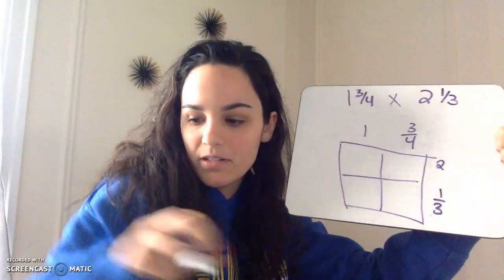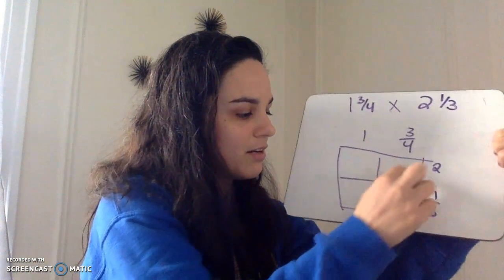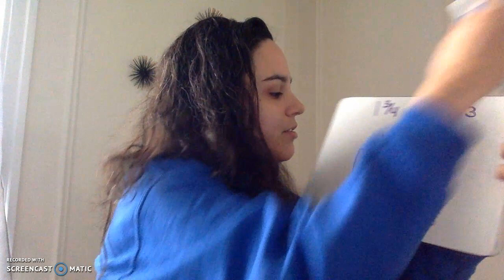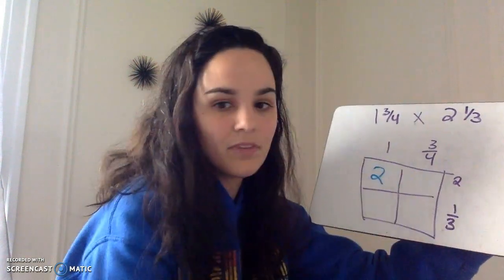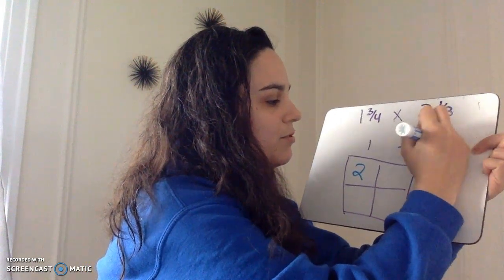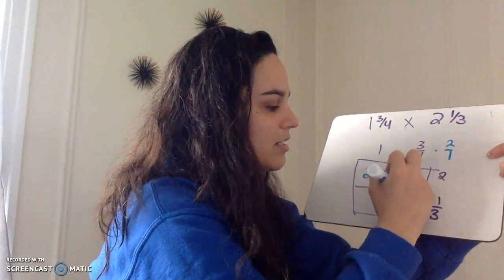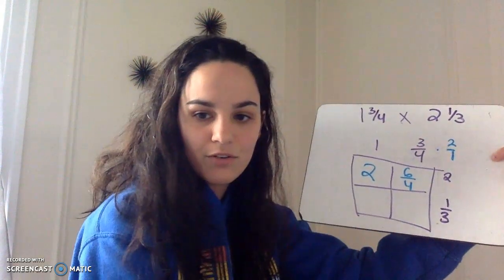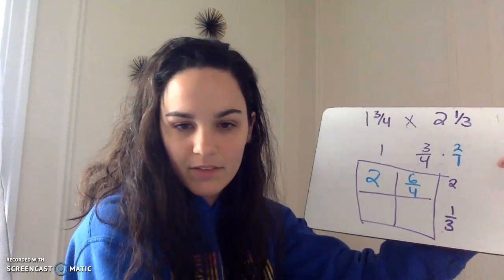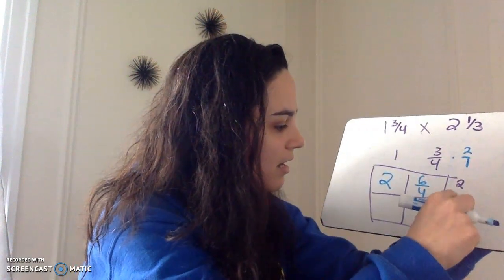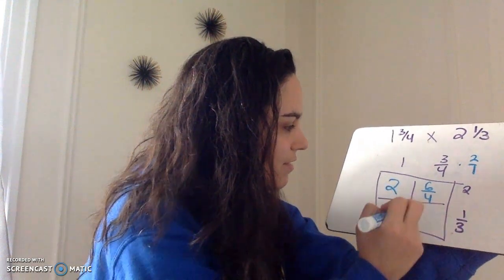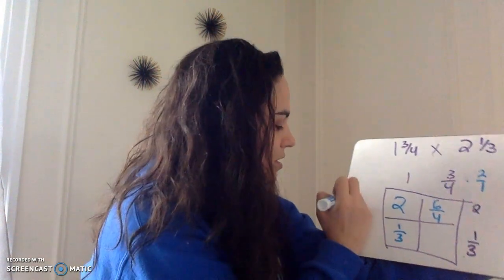All right, so now I can multiply this out to get a bunch of smaller areas that I need to add together. So I'm going to do 1 times 2 is 2. 3/4 times 2, I can do 3/4 times 2 over 1, which is 6/4. And I'm going to leave that improper because I have to add them all together at the end anyway. And then 1 times 1/3 is 1/3. Love that. And then 3/4 times 1/3.